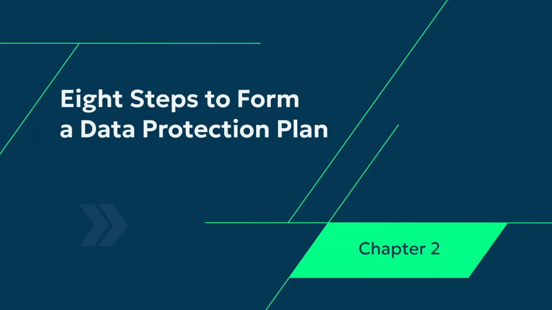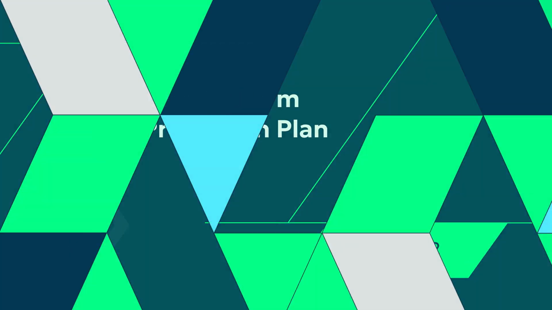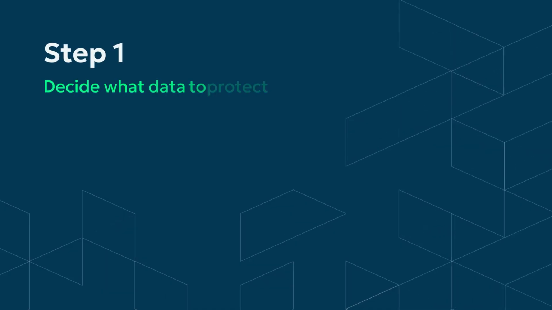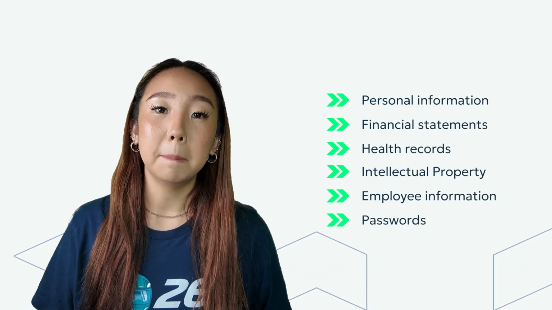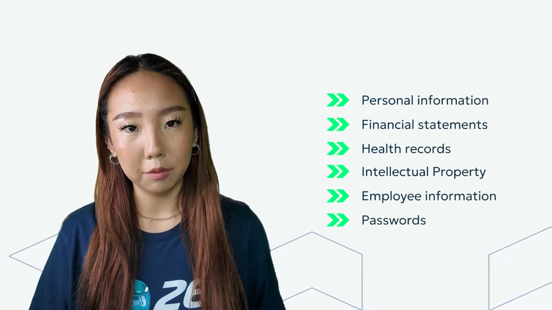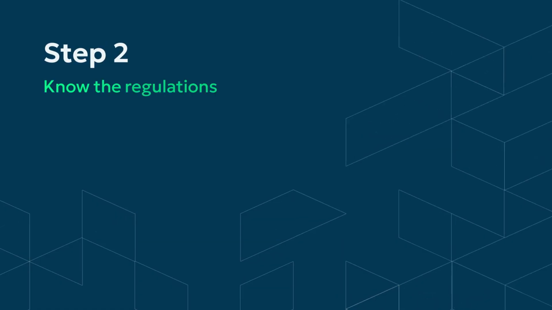8 steps to form a data protection plan. Here are 8 essential steps to help you build a complete data protection plan. Step 1. Decide what data to protect. First, identify which data will be covered by your plan, especially those involving business operations, personal information, and other forms of sensitive data.